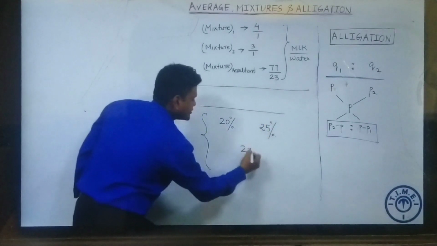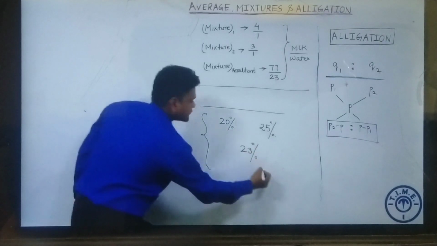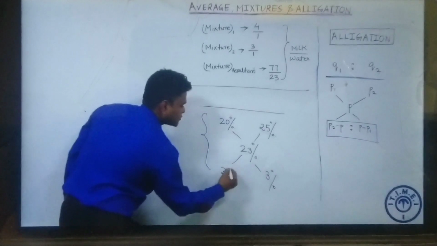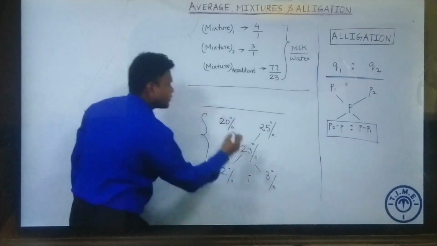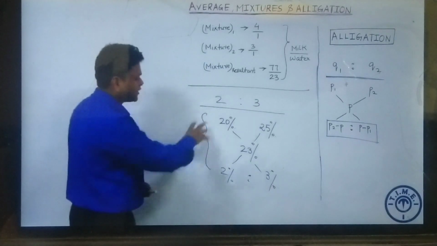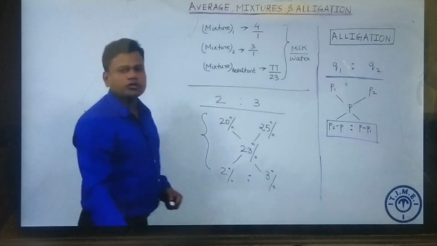And this one is 23%. The difference is 3%. And similarly, this difference is 2%. So my final ratio will remain unchanged, which is 2:3. So that's the second approach, where we have taken up everything which is related to water concentration.